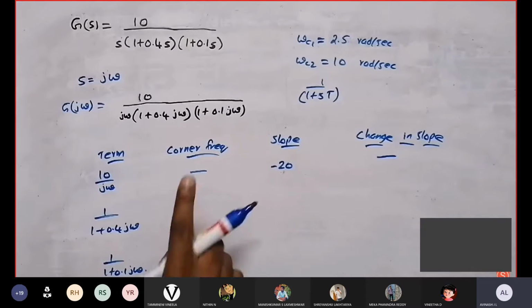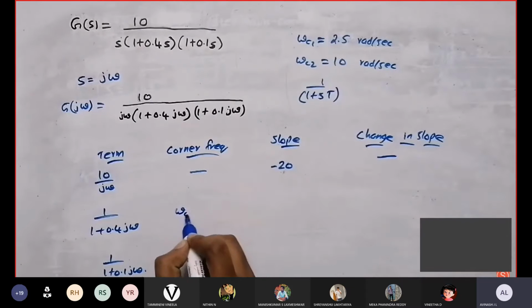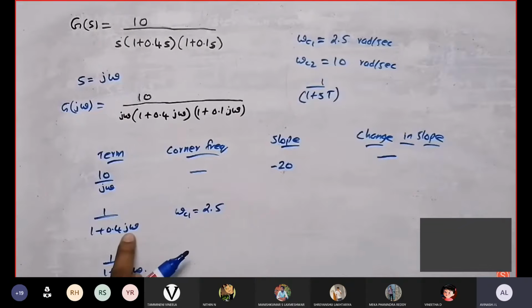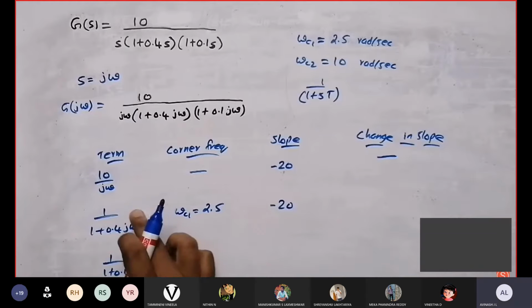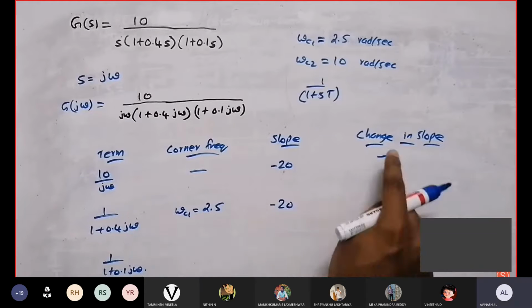Now the second term. Second term, the corner frequency we already found, it is 2.5. That is omega C1, it is 2.5. The value near S, it is 0.4. Inverse of that we need to take. So that is 2.5. And the slope. Here the denominator, the power is S. It's in the denominator, so it will be minus 20. If it was j omega square, the slope will be minus 40. But here it is minus j omega. So slope is minus 20.